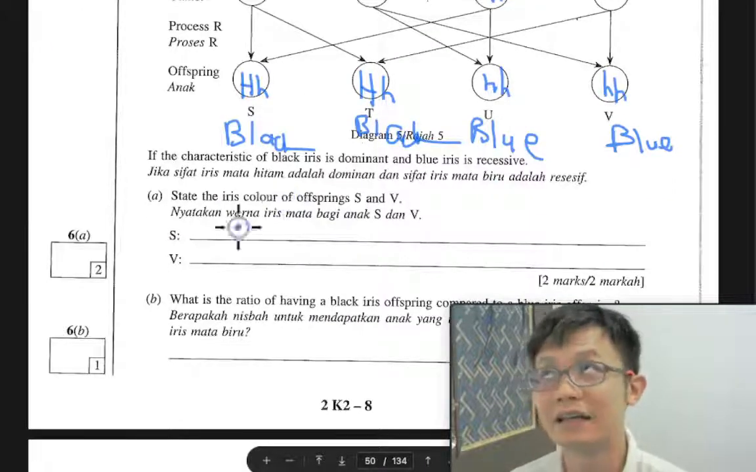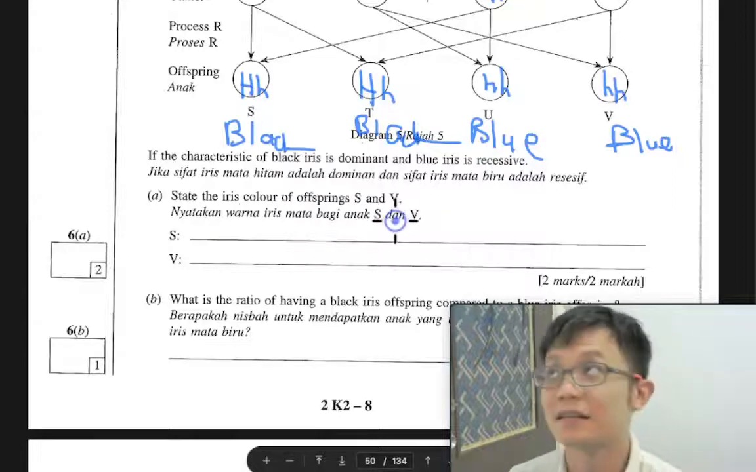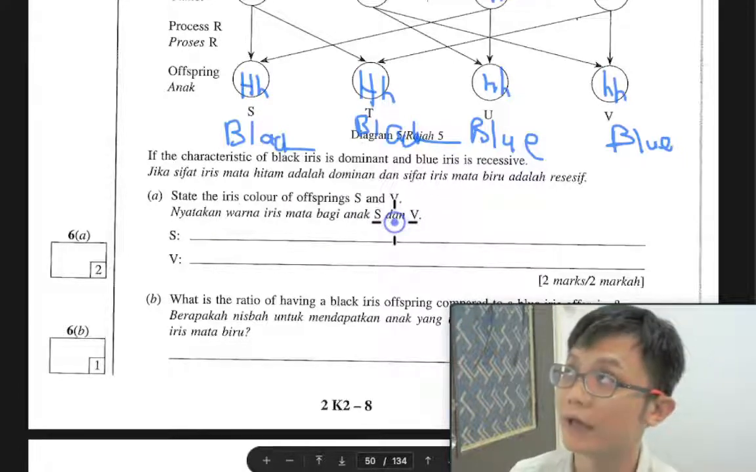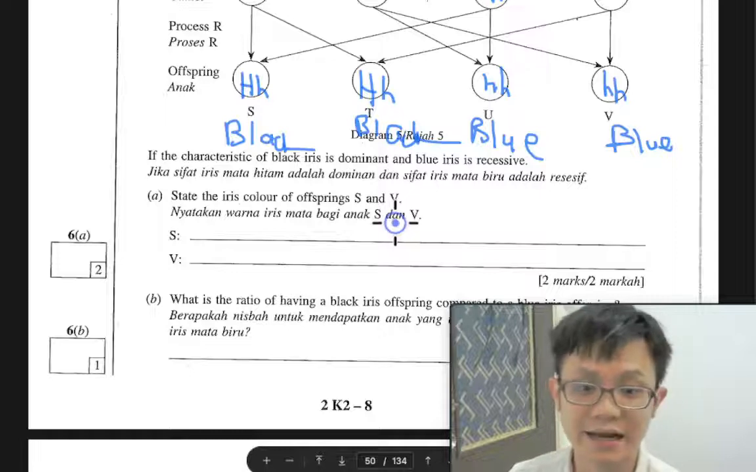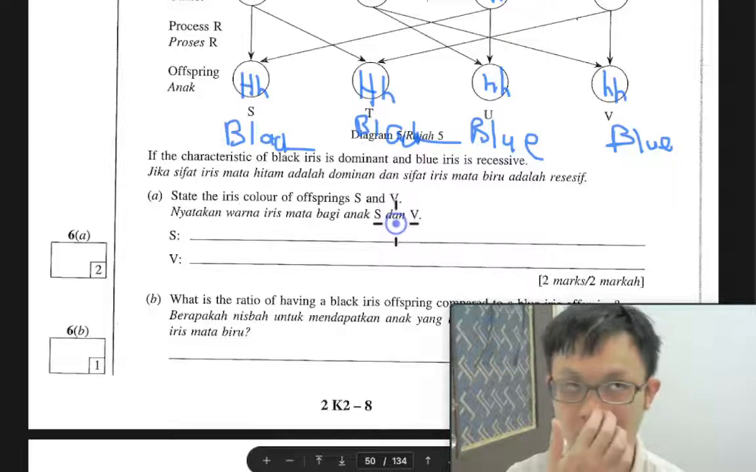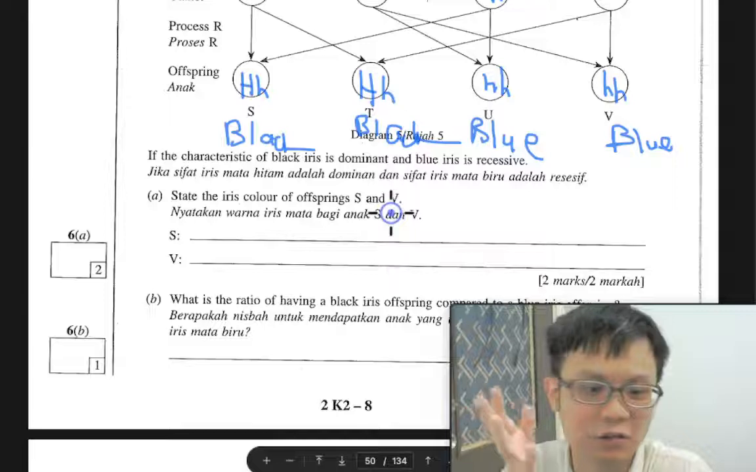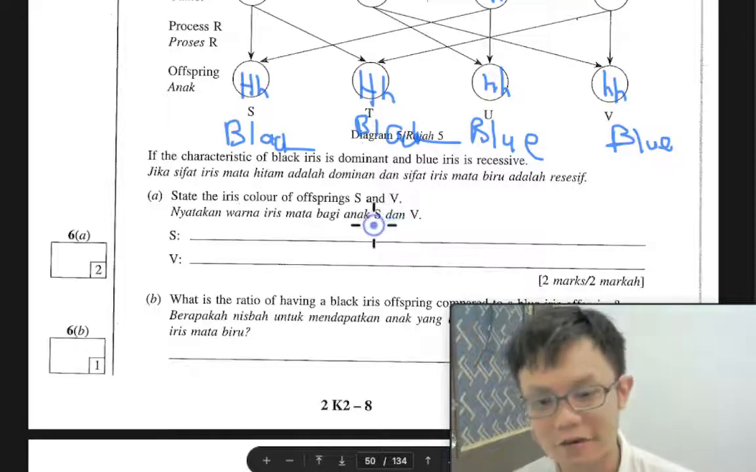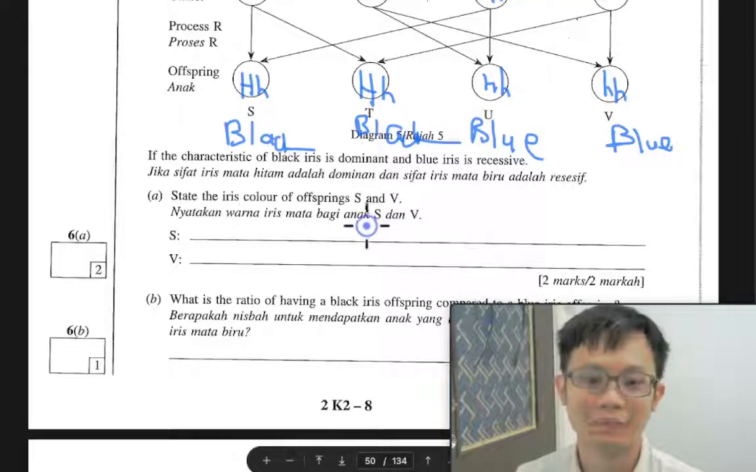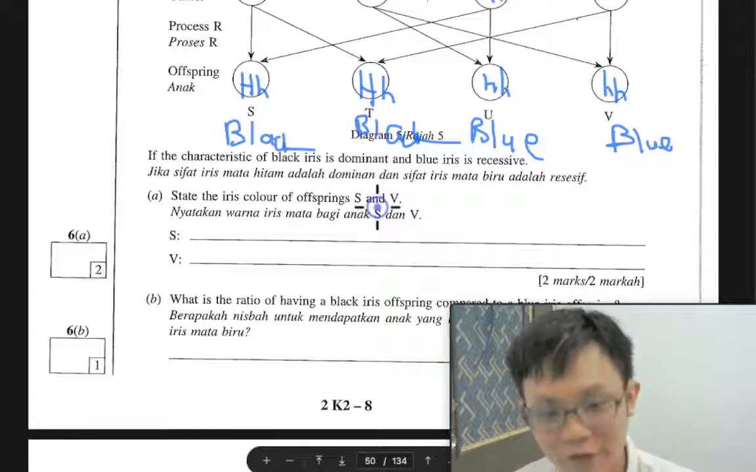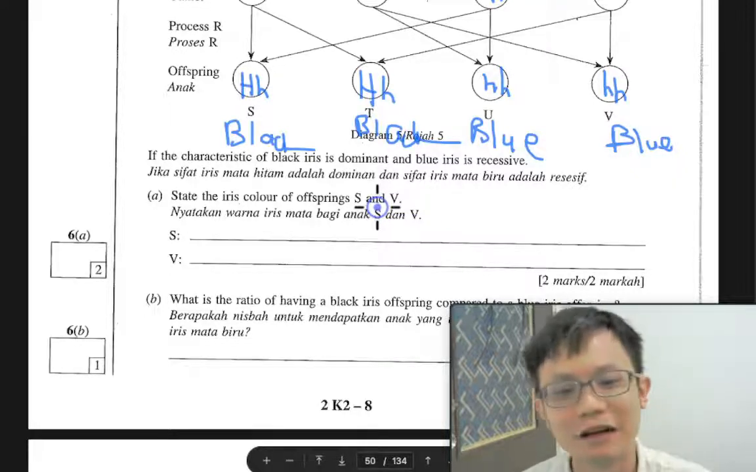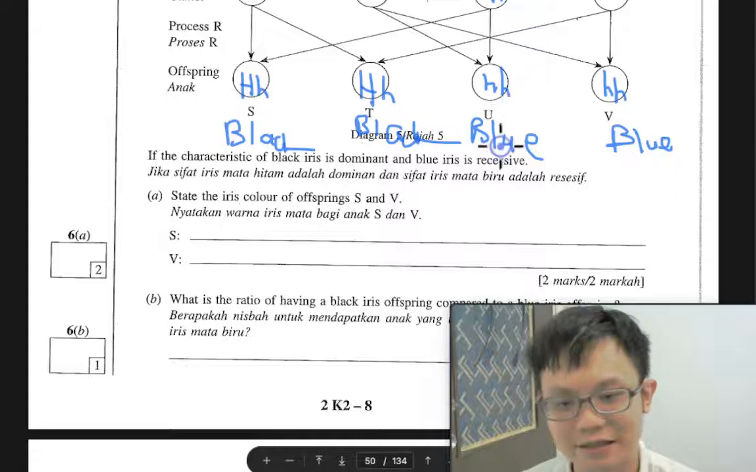If you study at university, the percentage of getting a male will be slightly higher, maybe 50.5 or 51%. The chance of getting a female will be 49%. This one you can Google. But for SPM, you must always write 50, because there will be some questions like this.